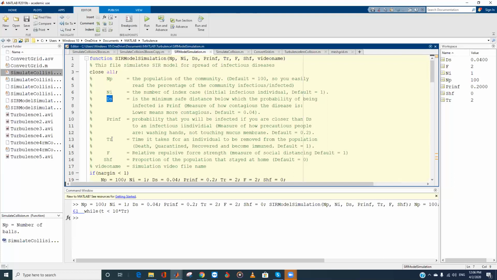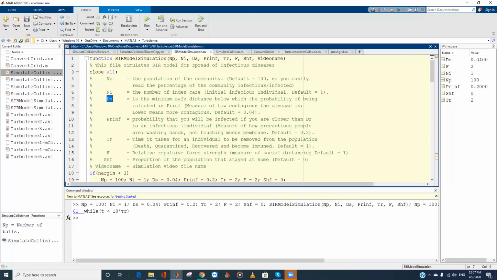Then we have F, which is the repulsive force. The repulsive force is a measure of social distancing. If the repulsive force is high, it means people don't get close to one another, they are staying away from one another. But if people don't practice social distancing, they will get close, the repulsive force is low, and then a lot of people can be infected. Then we have the stay-at-home factor, which is what proportion of the population is staying at home. That is the last parameter.